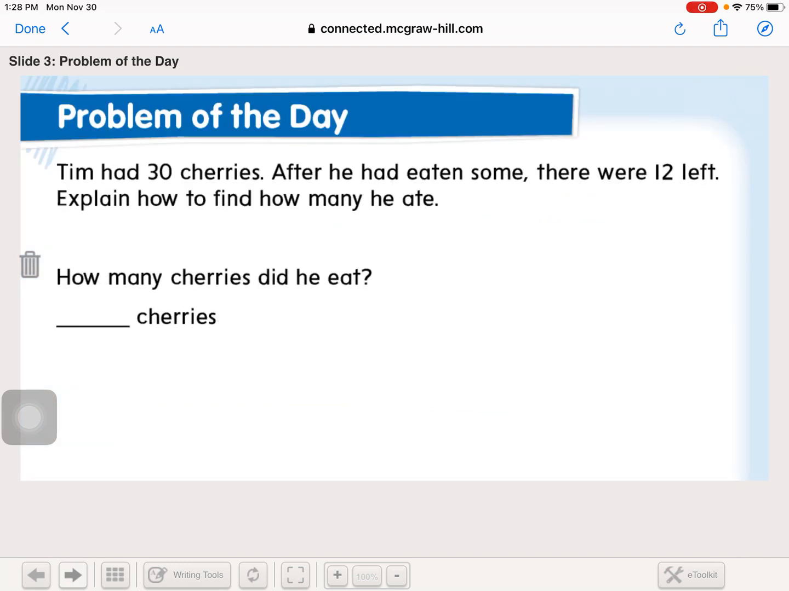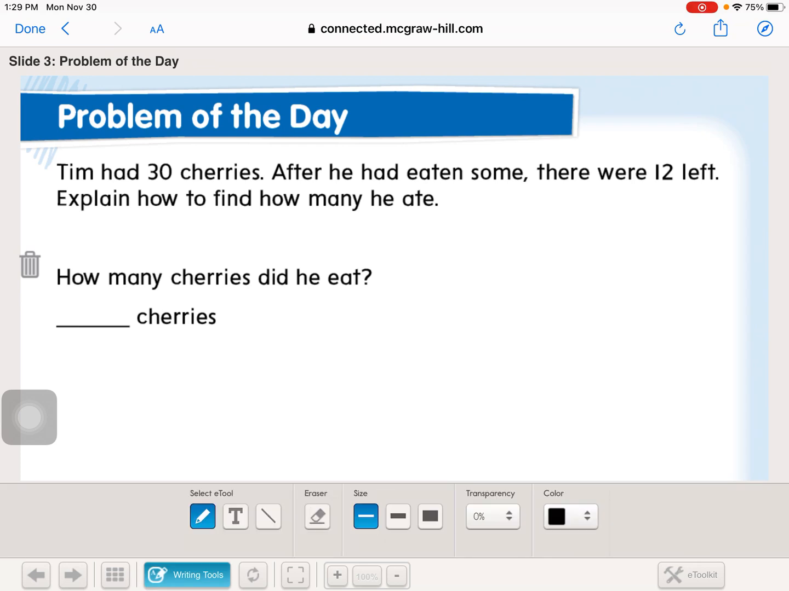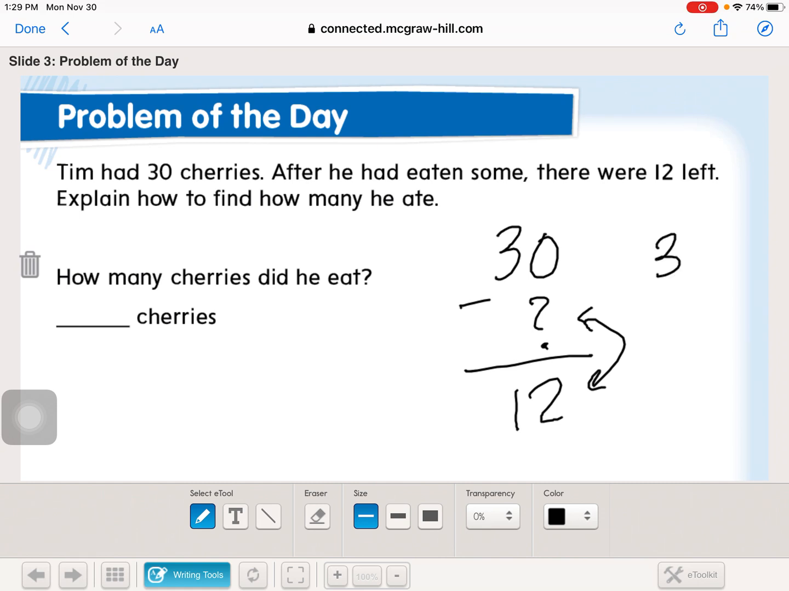Tim had 30 cherries. After he had eaten some, there were 12 left. Explain how to find how many he ate. Okay, so this is what happened. He had 30. He ate some, but we don't know how many. And he ends up with 12. Now, because of fact families, we know that we can move these parts around, right? So I'm just going to switch these and do 30 minus 12 to see how many he ate.